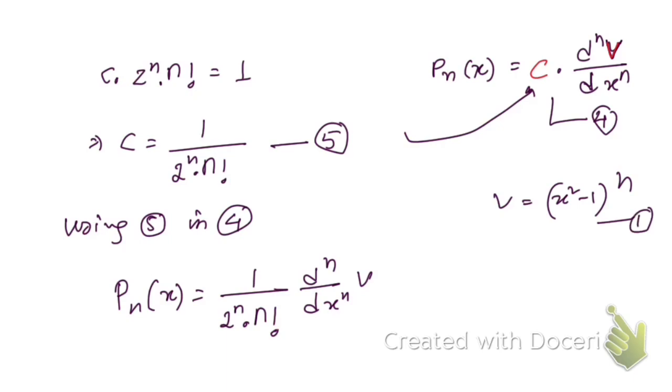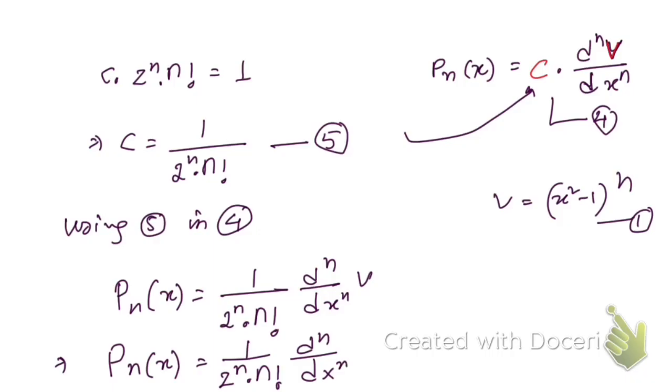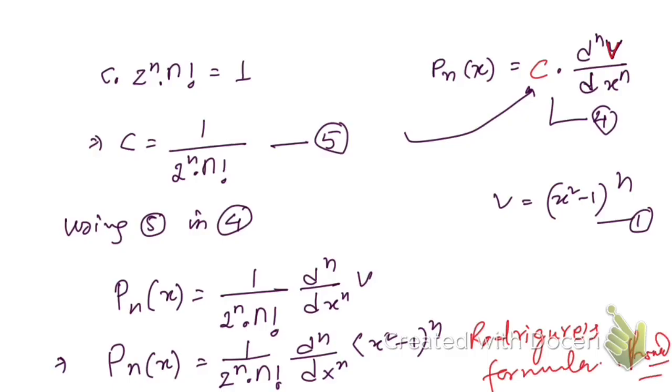So now you see Pn of x is equal to 1 by 2 to the power n factorial n, nth order derivative of v. Instead of v we're going to write x square minus 1 whole to the power n. So this is the required formula that we wanted to prove, Rodrigues' formula. So which is proved, right? So hope you have understood this.